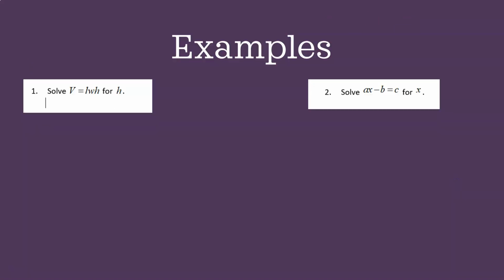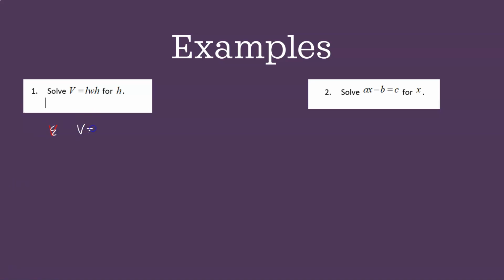Okay, we're going to do a couple examples. The first one is v equals length times width times height. That's volume. We're going to rearrange this. And yes, that's my dog. We're going to rearrange this so that h is alone. So let me rewrite this. Oh, I don't like the red. Let's go white.